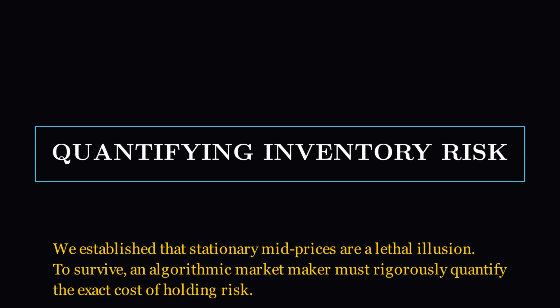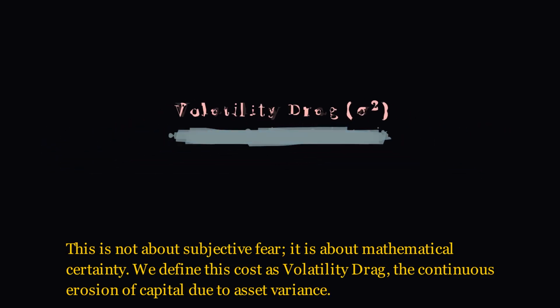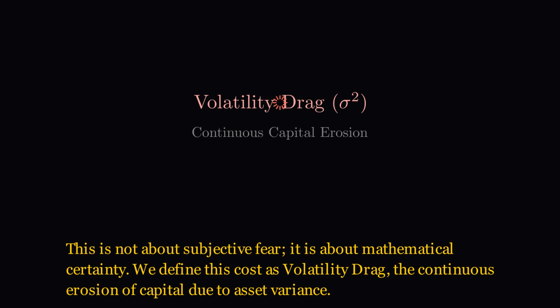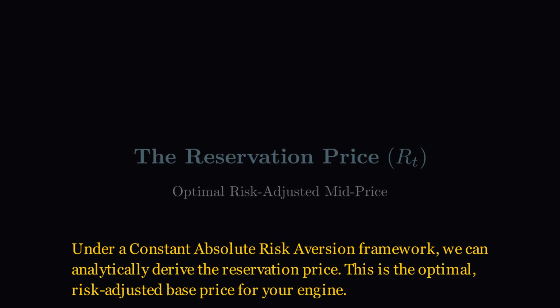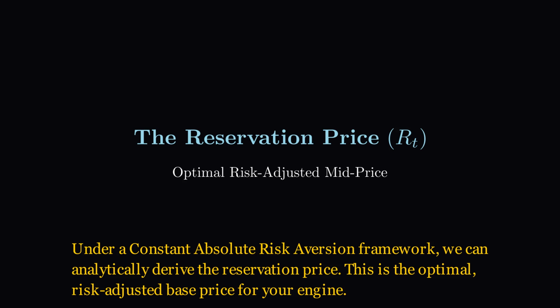We established that stationary mid-prices are a lethal illusion. To survive, an algorithmic market maker must rigorously quantify the exact cost of holding risk. This is not about subjective fear, it is about mathematical certainty. We define this cost as volatility drag, the continuous erosion of capital due to asset variance. When your inventory Q_t deviates from zero, your exposure is no longer symmetric. You are carrying directional delta in a chaotic system. Under a constant absolute risk aversion framework, we can analytically derive the reservation price. This is the optimal, risk-adjusted base price for your engine.